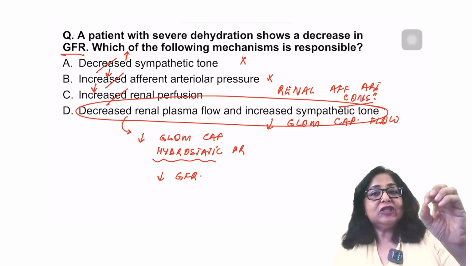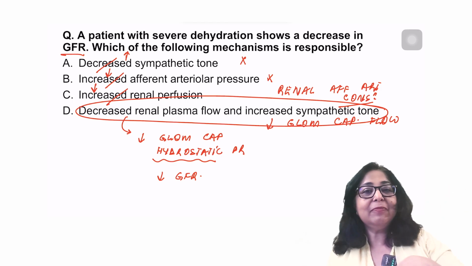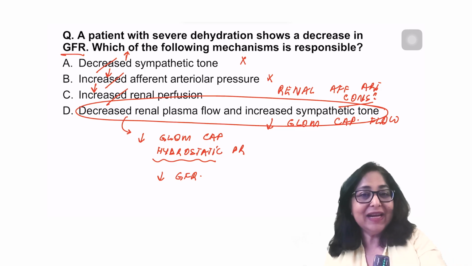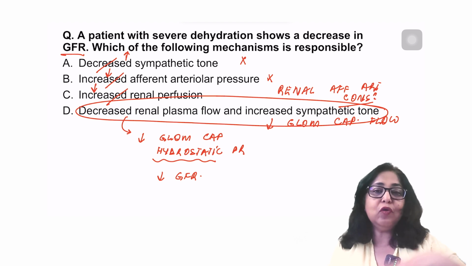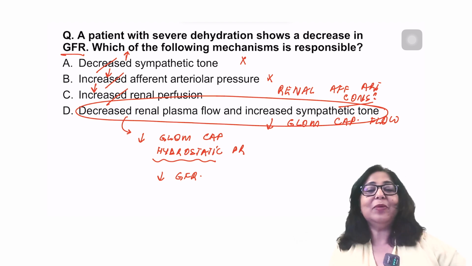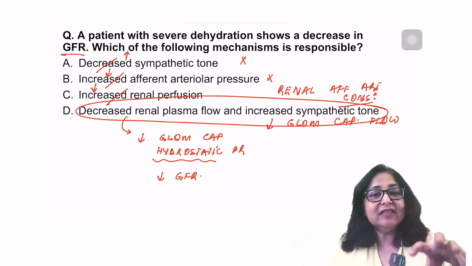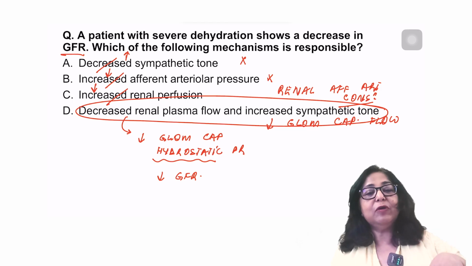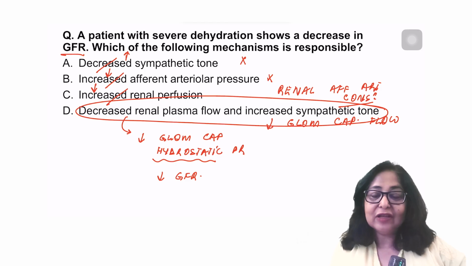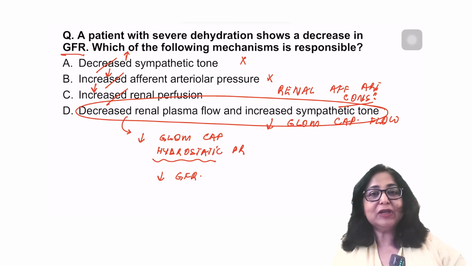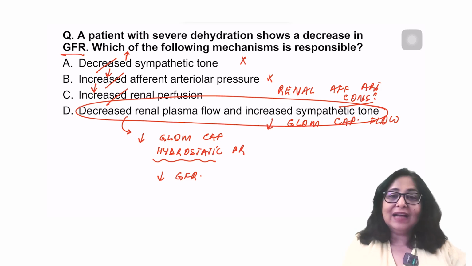Please remember, smaller the radius of a vessel, less will be the flow. Flow is directly proportional to the fourth power of radius. Less the radius, less will be the flow. Less the flow, less will be the hydrostatic pressure. And hydrostatic pressure is the most important pressure which is responsible for filtration in the glomerular capillaries. So less hydrostatic pressure, less will be the GFR. So answer here is D.